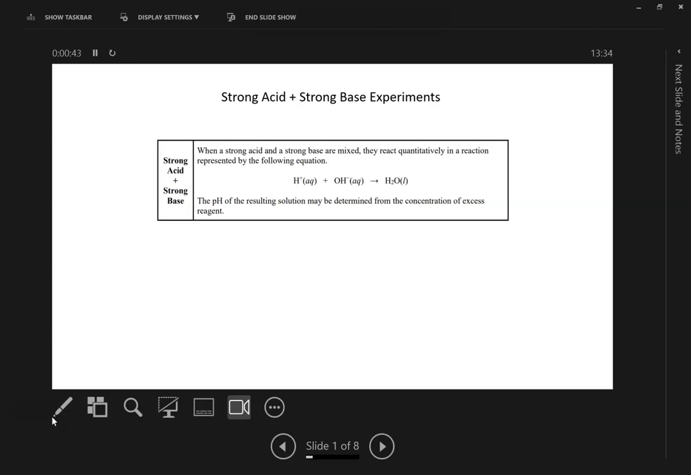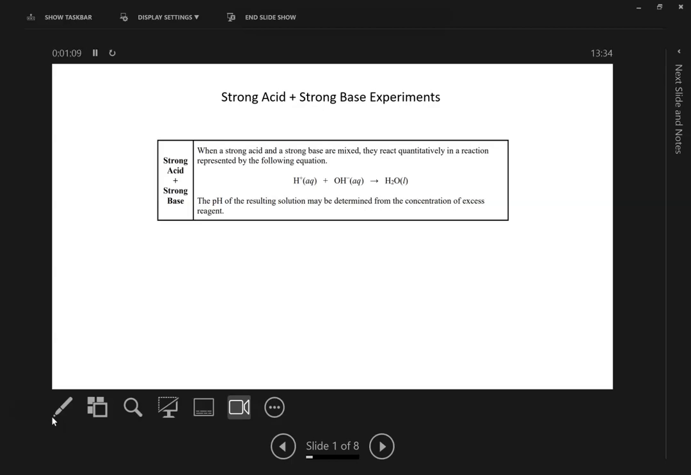So the first one here will be strong acid and strong base. And this is pretty straightforward because when they react, you get this reaction. H plus and OH minus react to form water. And we can calculate the pH by determining the concentration of the excess reagent. So we're going to do three examples.